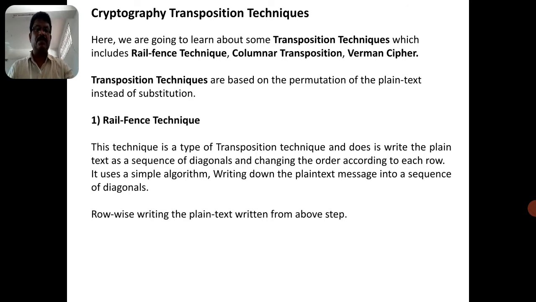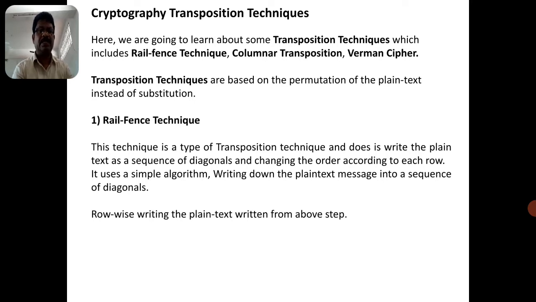Because cryptography is divided into two parts: one is conventional cryptography and the second one is public key cryptography. The conventional cryptography is again divided into two parts. The one is the classical techniques and the second one is the modern techniques.